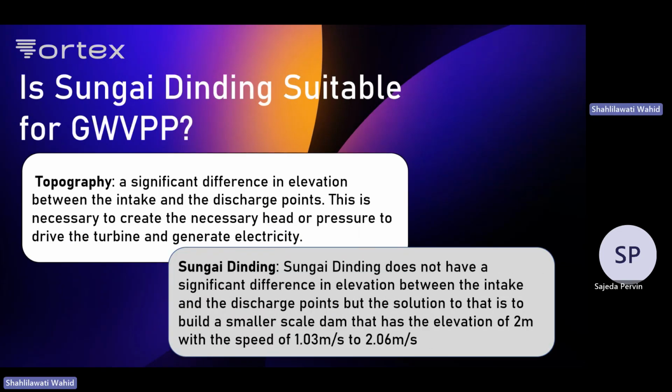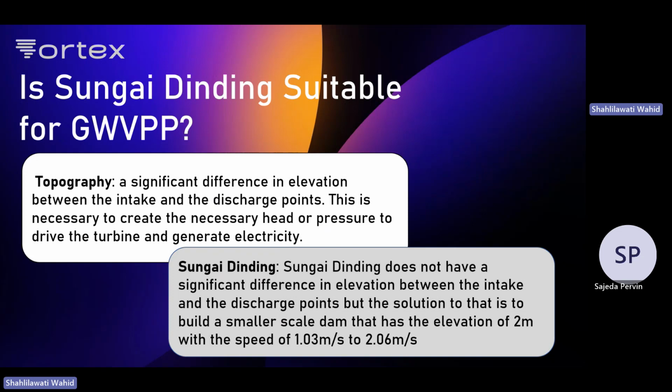Thank you, Chen. So I'll be talking about how suitable Sungai Gending is for GWVPP. First off, let's talk about the topography. The GWVPP needs a significant decline between where water is taken in by the turbine and where it exits. Unfortunately, Sungai Gending naturally does not have this sort of decline.